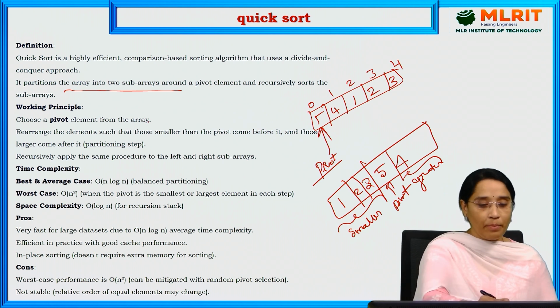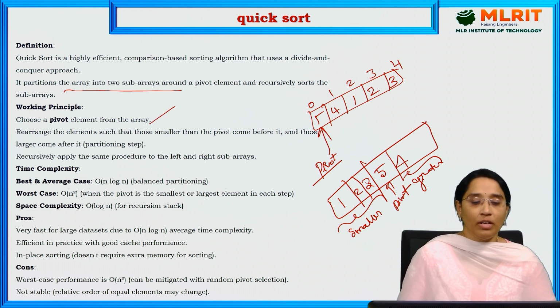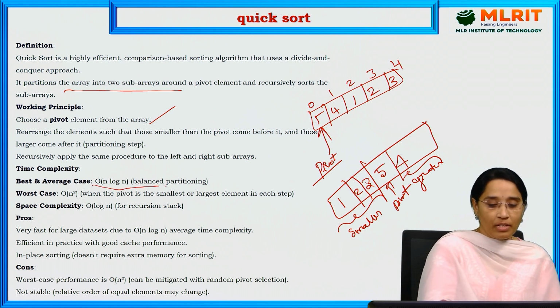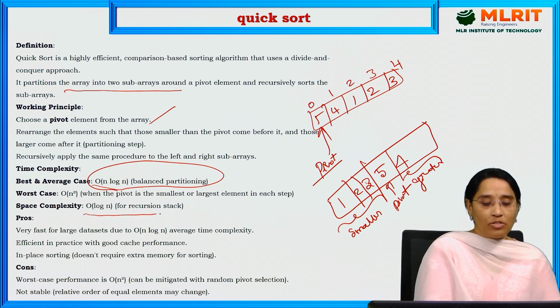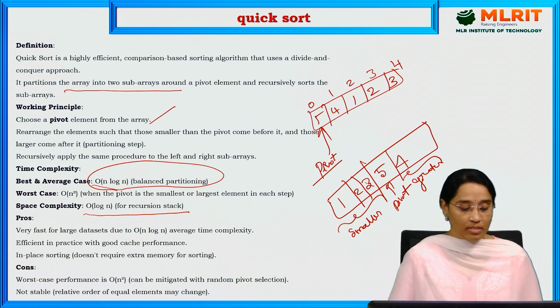Choose a pivot element from the array. Rearrange the elements such that those smaller than the pivot come before it and those larger come after it. Recursively apply the same procedure to the left and right subarrays. Time complexity: the best and average cases of quicksort are order of n log n, and the worst case is order of n square. The space complexity is order of log n for the recursion stack. We'll see the advantages and disadvantages.